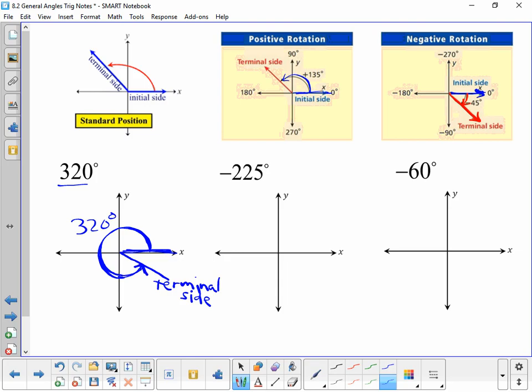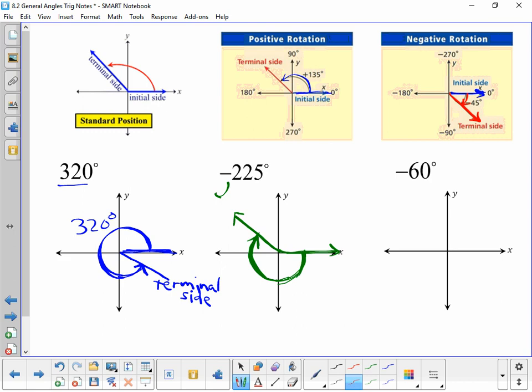If I wanted to sketch the angle negative 225, again, it would start on this positive x-axis right here, and we would rotate in this downward direction. So we rotate down, this would be rotating negative 90. If we keep going, it'll be negative 180, and we need to go a little bit more to get to negative 225. So that's our terminal side. Here's our angle, negative 225 degrees.